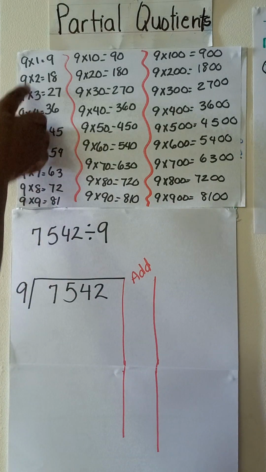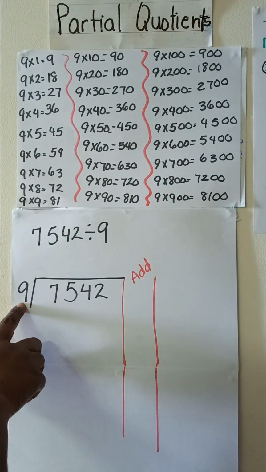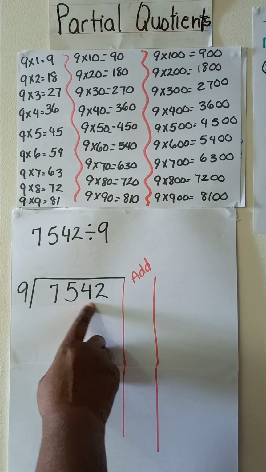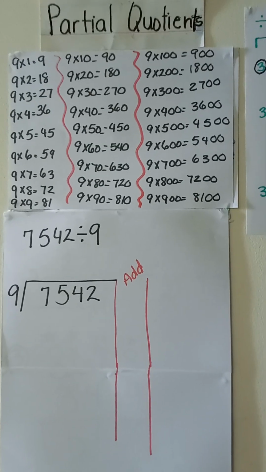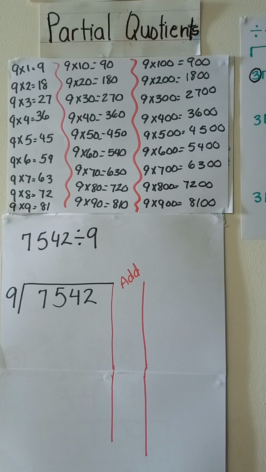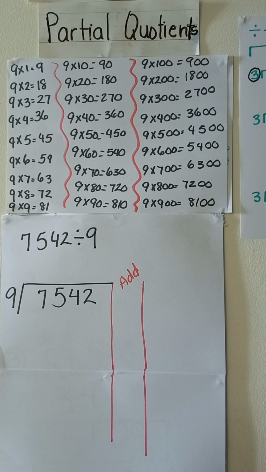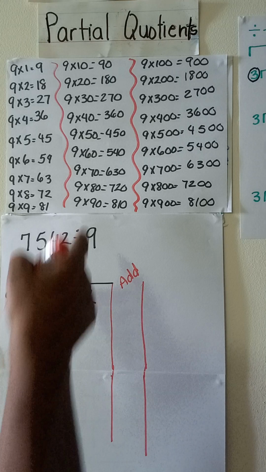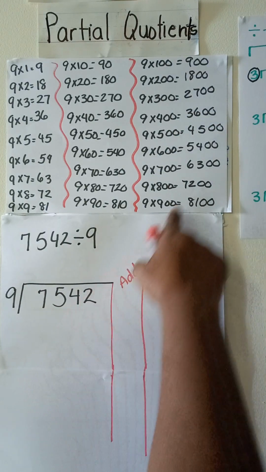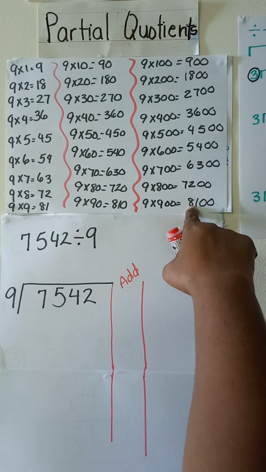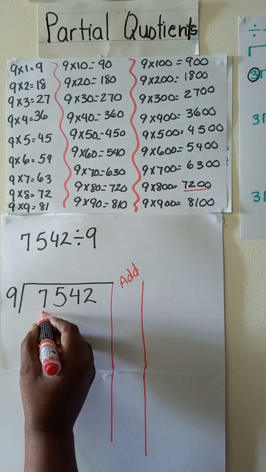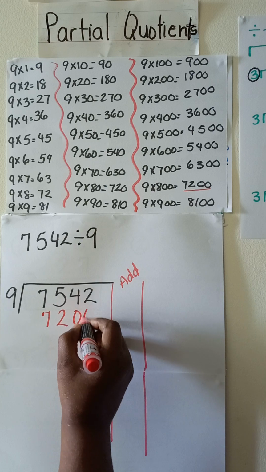So I wrote my 9 times table because I'm dividing by 9. And I want a number that is close to 7,542 without going over, without being larger than 7,542. As you can look here, let me see, 7,000. These are bigger numbers. I'm looking for a number that's close without going over. Oh, I see 7,200. So I'm going to put a line on the 7,200 and I'm going to write that number right here in my dividend.